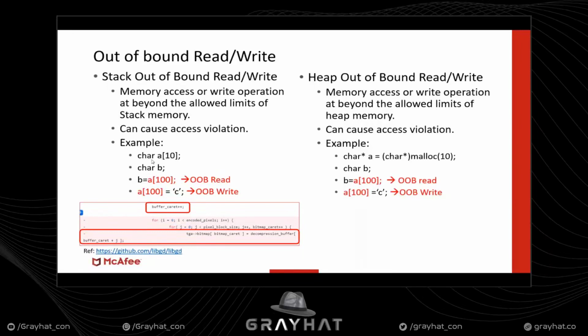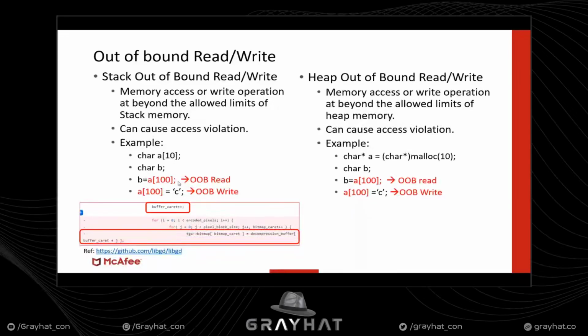An out of bound read or write error occurs when a program tries to access memory which is beyond allowed limits. It can be an out of bound read or write in the stack, or it can be an out of bound read or write in the heap. For example, as you can see over here, there is an array variable of size 10, and later on the program tries to access the value at index 100.